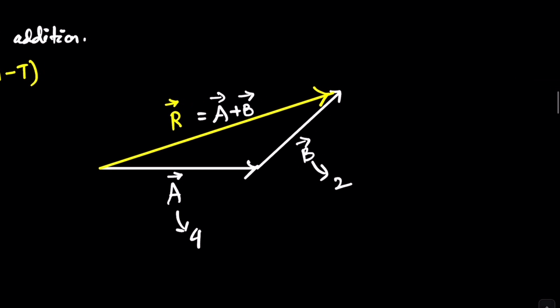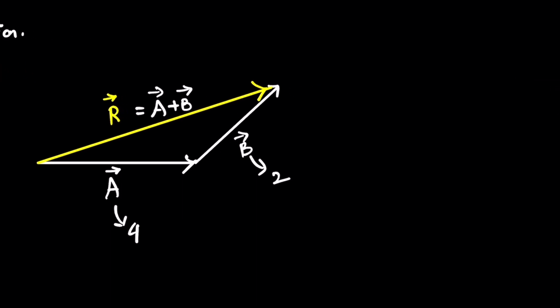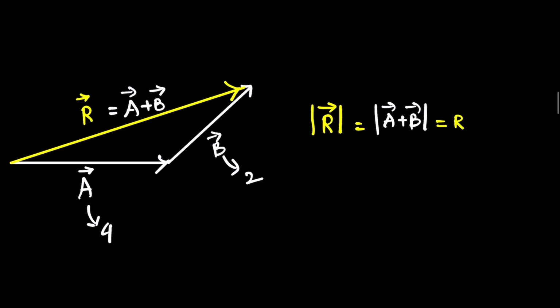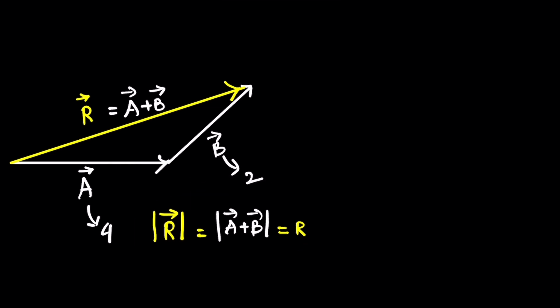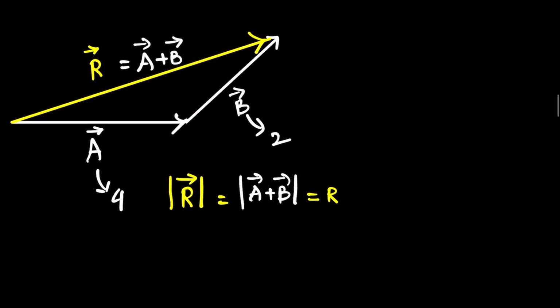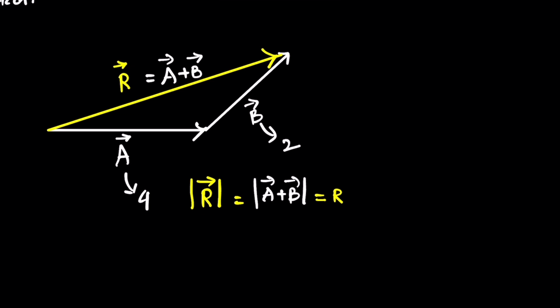The magnitude of R, the modulus of R, is the length in the diagram. Symbolically R vector is nothing but A vector plus B vector, so the modulus of R equals the modulus of A vector plus B vector. All of this has the same meaning, so keep that in mind. Once you understand the symbolic representation clearly, you have understood the concept.